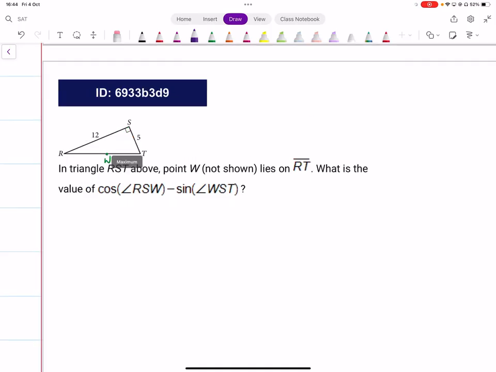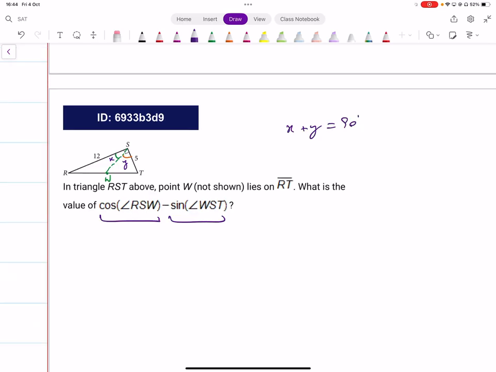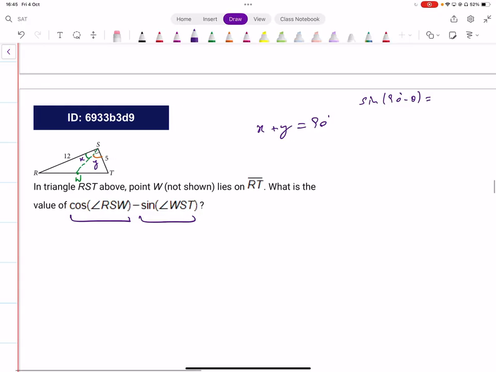It's a right angle triangle. Remember something about two angles whose sum is 90? Does anyone remember that? We did some identities. Sine of 90 minus theta is cos theta. Cos of 90 minus theta is sine theta.